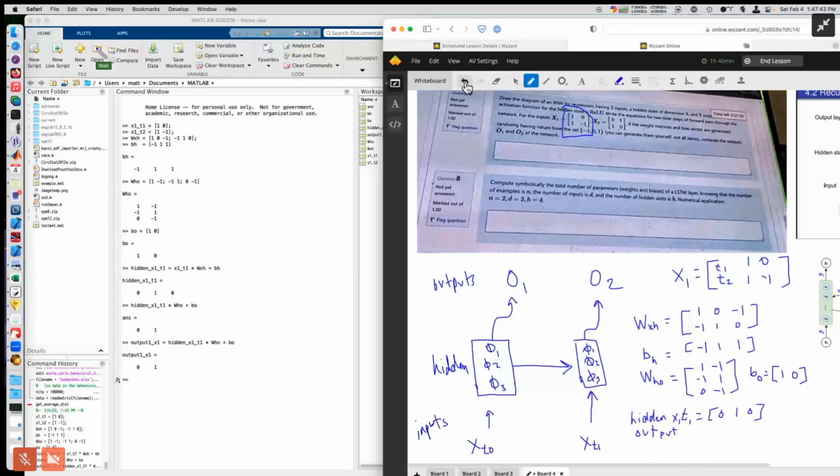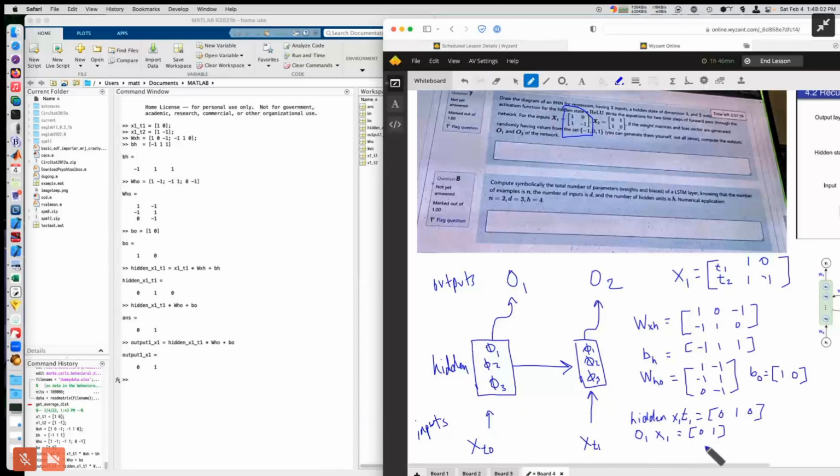Right, I'll just say 01 because I guess that's what we're calling it, 01 for x1. We think that's a 0, 1, which, well, doesn't have an activation function, so I guess that's it. Now, let's get output 1.